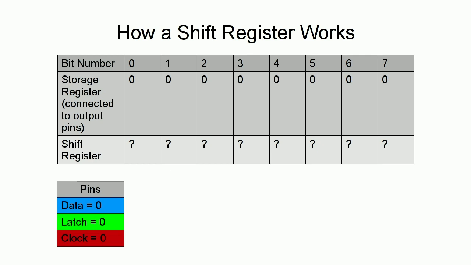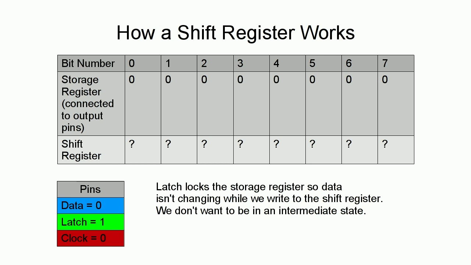so basically the way it works is there's 2 registers inside, and the storage register is connected to the output pins, and then there's a shift register. So what the storage register does, what the latch pin does, is locks the storage register, which means that while you're putting data into the shift register, the output isn't changing. So basically we don't want to be in an intermediate state, because that would be bad.